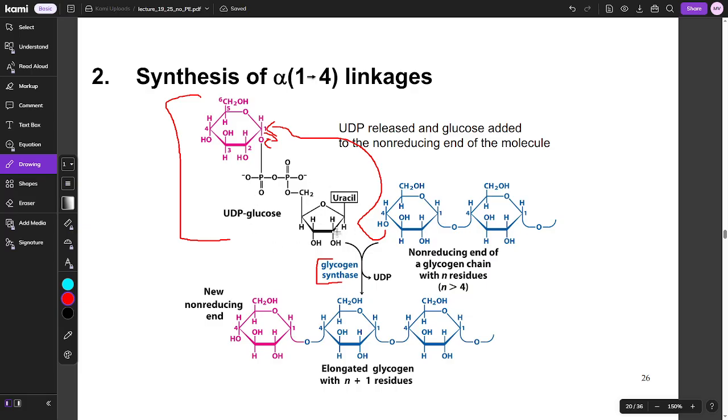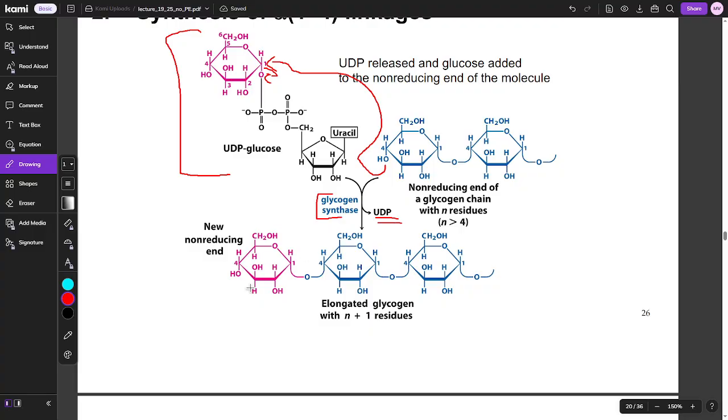And you basically release UDP as a byproduct. Now we form this alpha 1,4 linkage between glycogen and this incoming glucose.